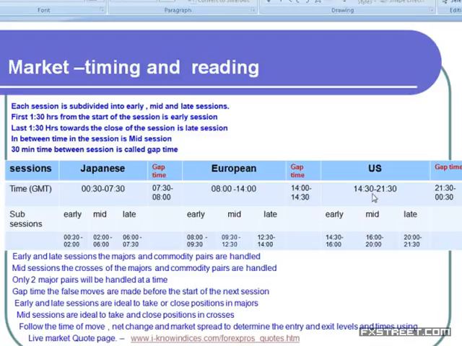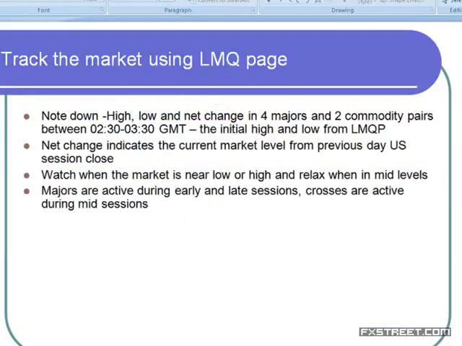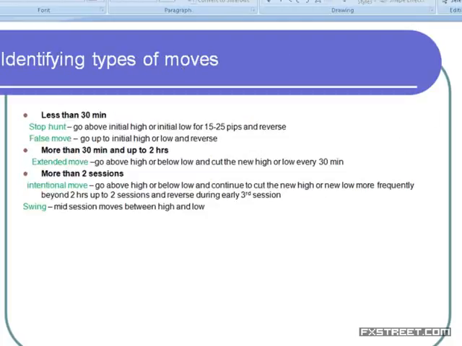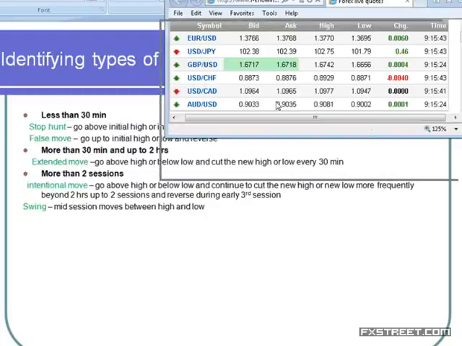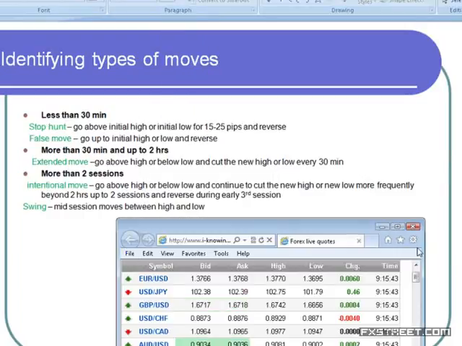So the US session starts only by 14:30 GMT. At 14 GMT, the European session gets over. Then 14 to 14:30 is the gap time, and the gap time moves are always false moves. So let us see whether this theory is confirmed in another 14 minutes. Then after noting down the initial lows and the highs and also the net change from the previous day, we refer to the initial lows and the highs on the live market quote page and relate it to the market from time to time and see what sort of moves they are trying to do.